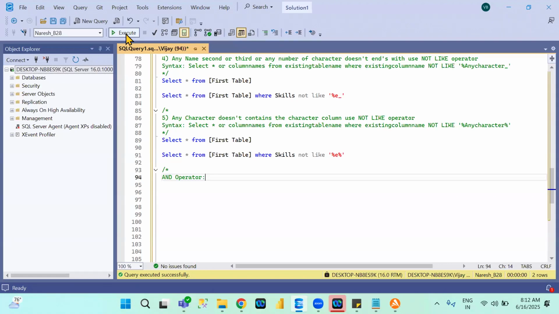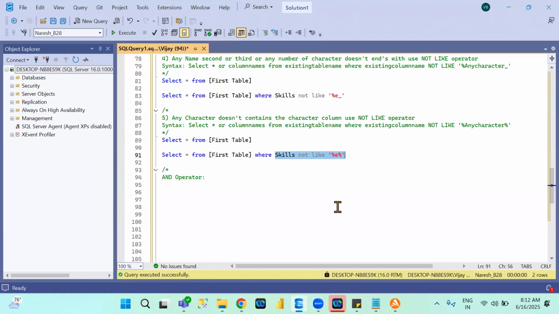In where clause, up to now, we are writing only one condition, right? Because see here, this is the condition. Did you see? This is column name. This is operator. And this is value. One condition.